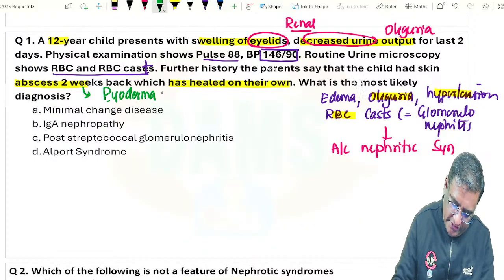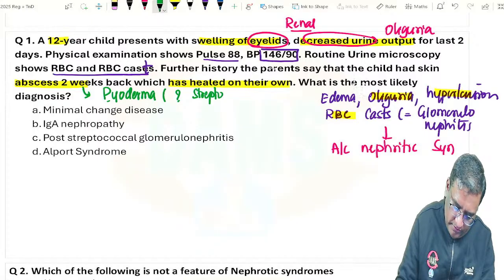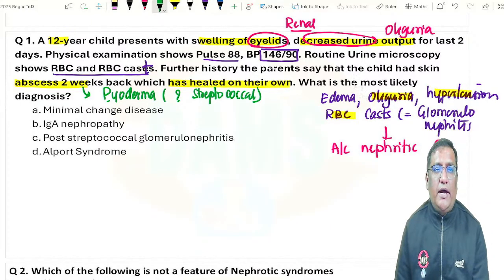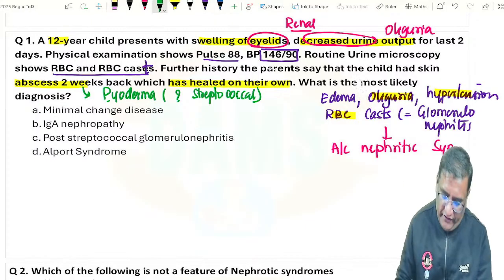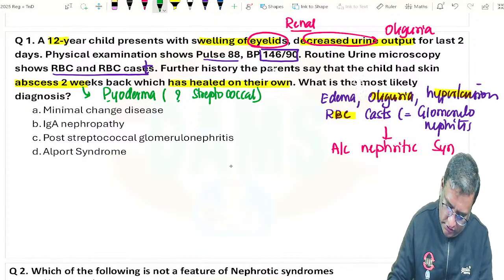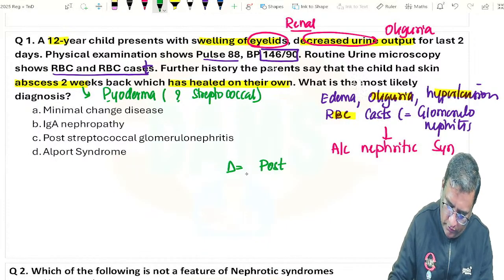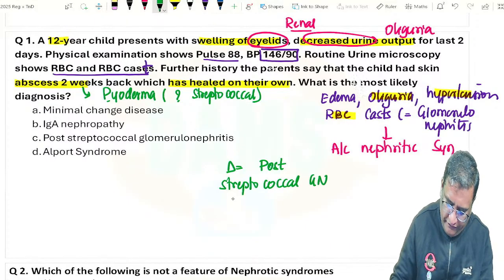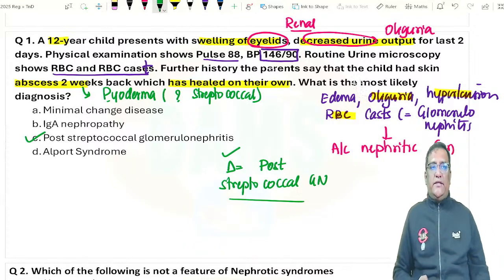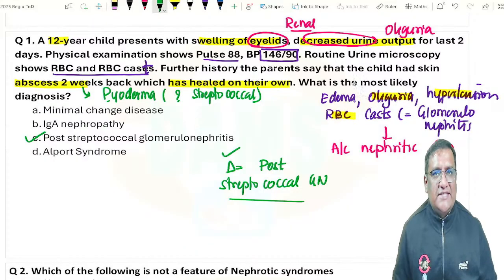Now I can understand this is 2 weeks back. It could be a streptococcal pyoderma. Very commonly this is what is happening. So streptococcal pyoderma, and that will lead to nephritic syndrome. So what is my diagnosis here? It is post streptococcal glomerulonephritis, or a post infectious glomerulonephritis. So the answer to this question is option C.